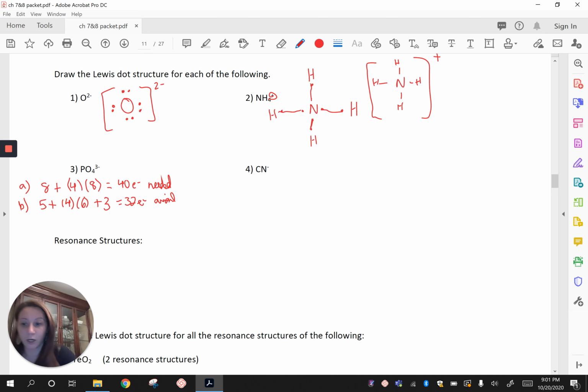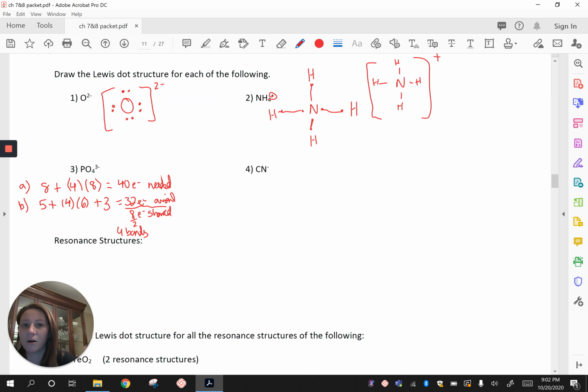So we need 40 electrons, but we only have 32 available. So that means the difference between them, the 8 electrons, are going to be shared. Each bond takes 2 electrons. So if you take the number of shared electrons and divide that by 2, you get 4 bonds.